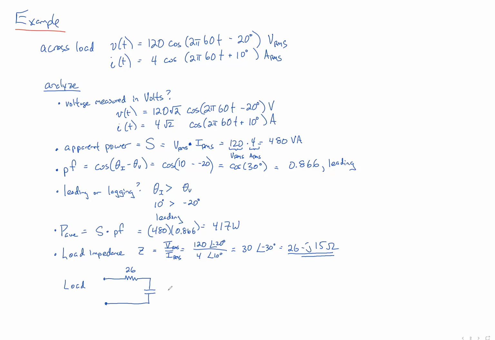And then that capacitor, we have to do a little bit of work for, right? Because we know that negative j over omega C is equal to this part, minus j15. And we know that our omega from up at the top is equal to 2π60. So from these two things, just finishing up quick, our capacitor has to be 177 microfarads, and that completes the problem.